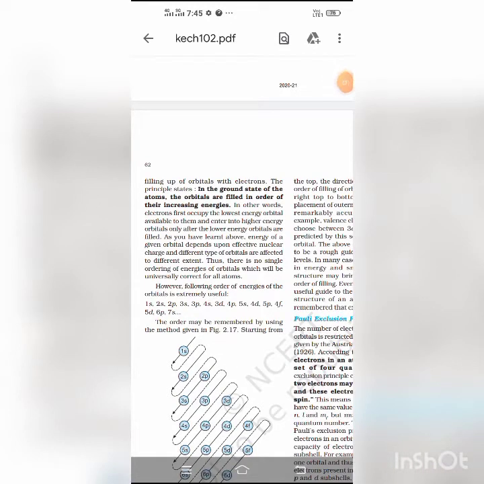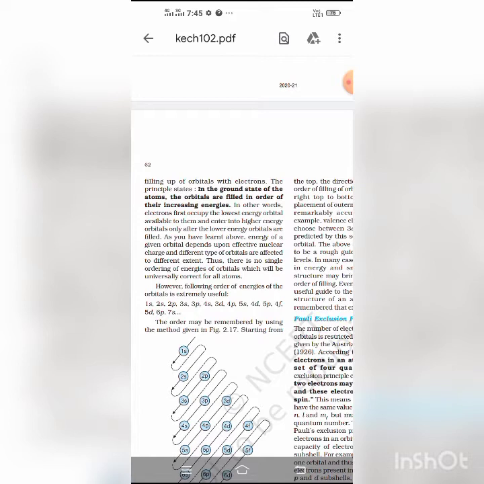Student, according to the Aufbau principle, we know that in the ground state of the atoms, the orbitals are filled in order of their increasing energies. So, electrons first occupy the lowest energy orbitals and then enter into the higher energy orbitals, only after the lower energy orbitals are filled.